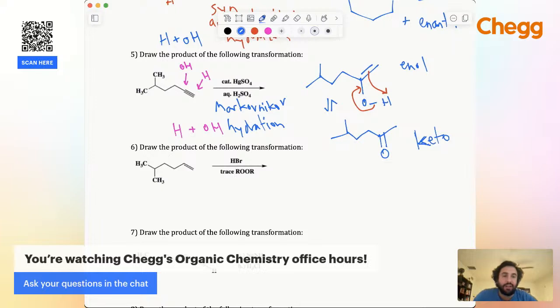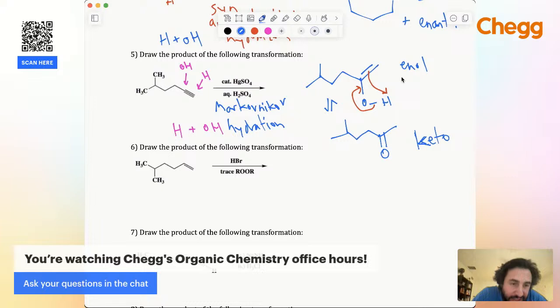Daniel asks, would EZ or cis trans be applicable here? In this case, it actually would not, because on the pi bond here, one side has two hydrogens, identical hydrogens. So there's no E or Z to talk about.